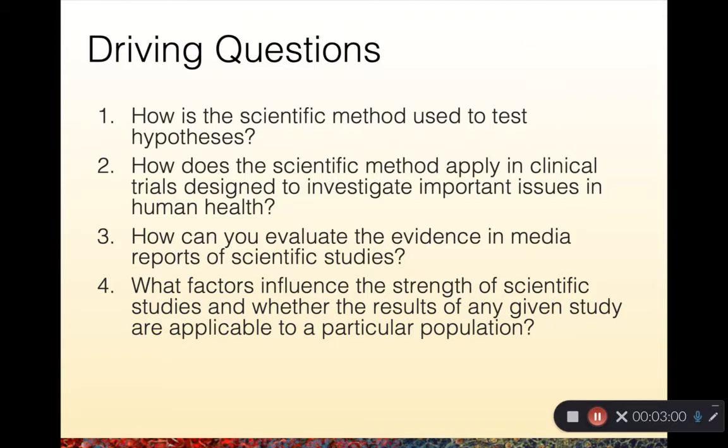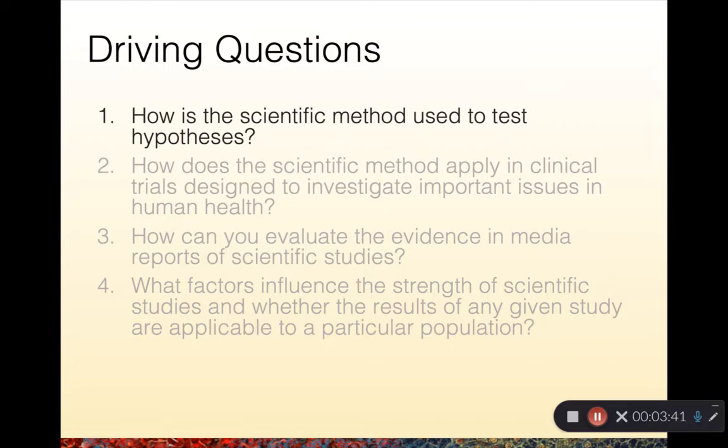We're going to be spending a large chunk of our time on this because ultimately what I'm hoping you're going to take away from this course and this series of lectures is the ability to think critically about scientific information and scientific figures and studies. And lastly, we're going to look at what factors influence the strength of scientific studies and whether the results of any given study are applicable to a particular population. So we're really going to spend some time understanding what makes a good scientific study, what makes a poor scientific study, and how scientists go about creating questions to examine.